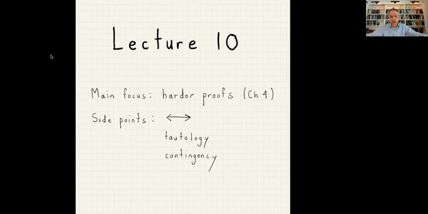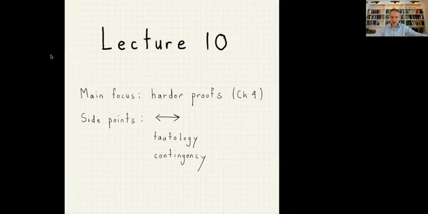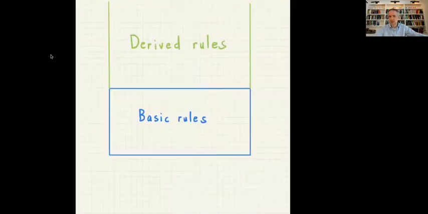And also as side points, I'm going to mention a new logical connective, this double arrow, which is called biconditional. And along the way, also introduce two types of sentences, tautologies and contingencies. So those will all be things I hit upon in the discussion today. Let me start by telling you about the concept that we'll employ to solve harder proofs.